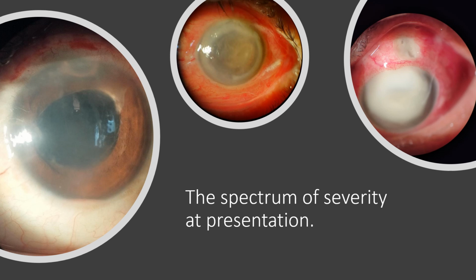So when you have post-op endophthalmitis, there's a spectrum of severity at presentation, and here we have three photographs which depict the same. We can have a situation where the eye is quiet, there's hardly any congestion, but we can see that there's some haziness at the level of pupil. It must be in the cornea or in the anterior chamber, and we can also appreciate a hypopyon here.